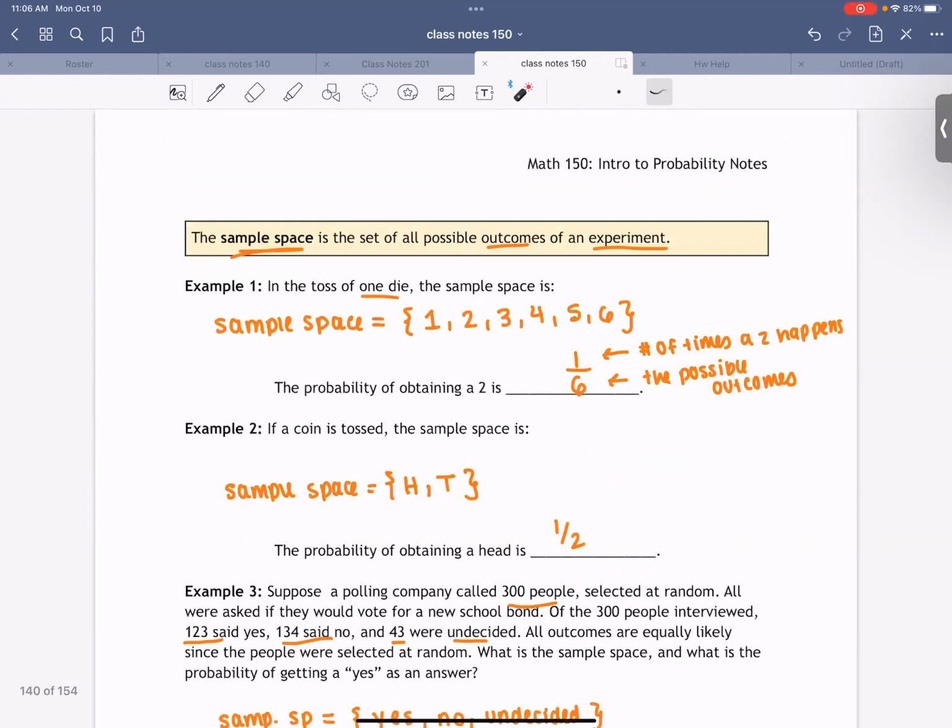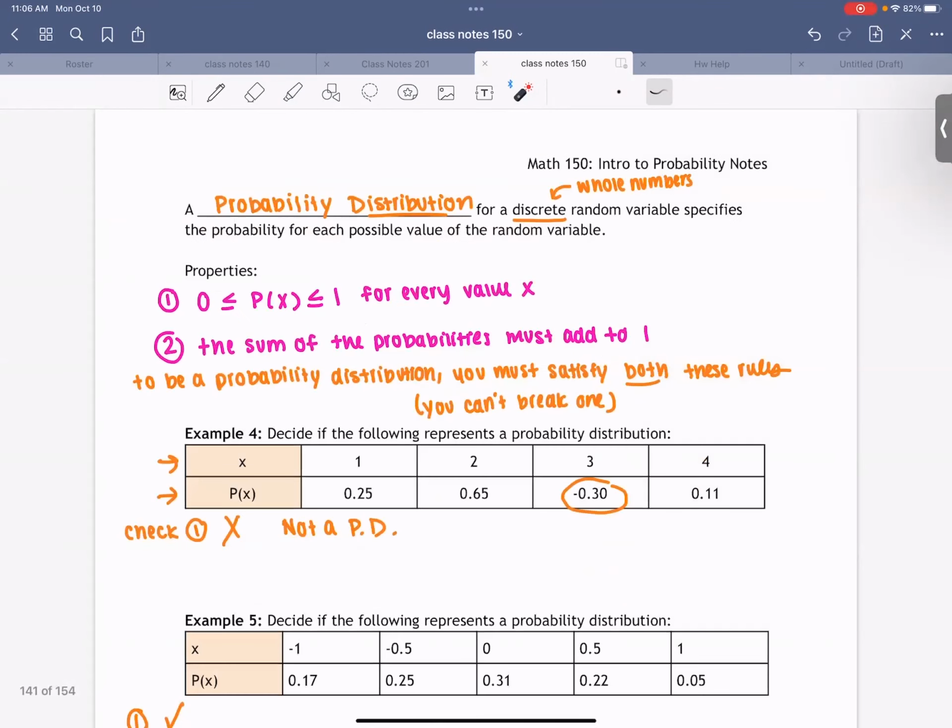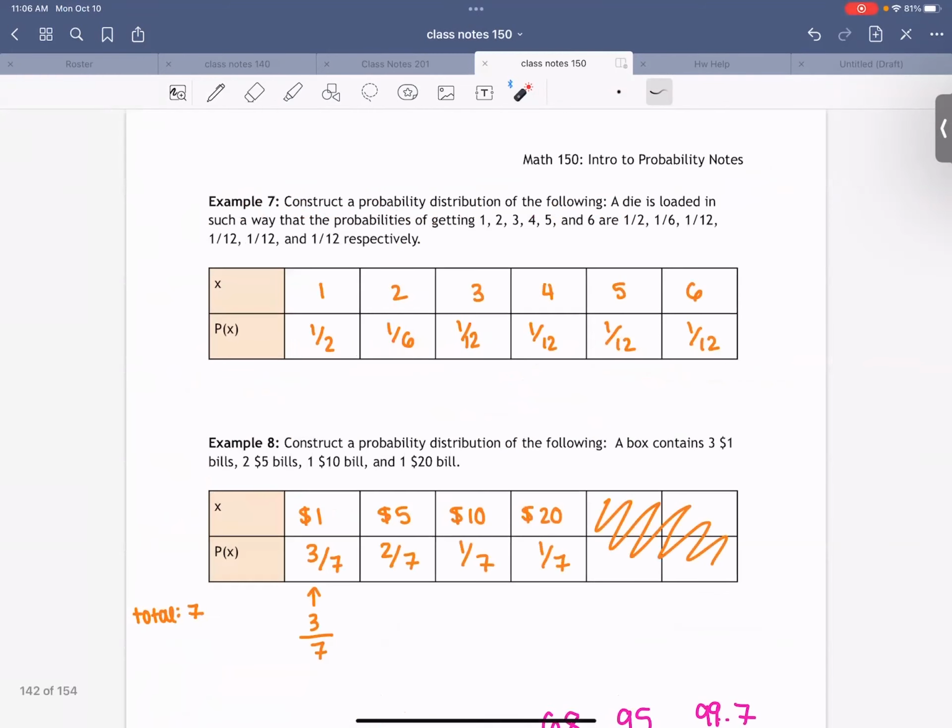Okay. We talked about a sample space, which is just everything that can happen, like rolling a die: 1, 2, 3, 4, 5, or 6. We also introduced the idea of a probability distribution when we deal with whole number type data, or discrete data. And we said that they had to follow certain properties, and it couldn't break one of the rules, right? And then we went over, okay, how do we actually construct a probability distribution? And we went through a few examples of doing that as well.